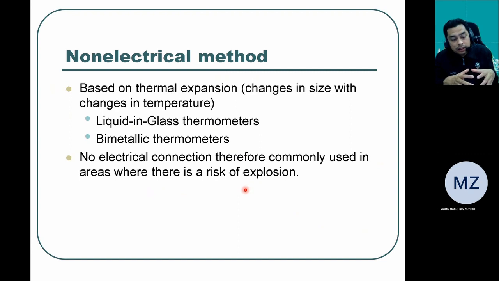We use this one in areas that have a risk of explosion. For example, in oil and gas, usually they need to have explosion-proof sensors. No spark, no creating a spark in the system. So basically, electrical sensors will create a spark and will have a risk of fire and explosion. So that's why they come with the non-electrical method, which is very safe for areas that have a risk of explosion.